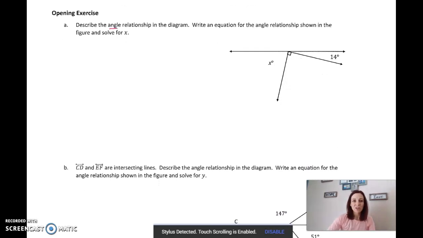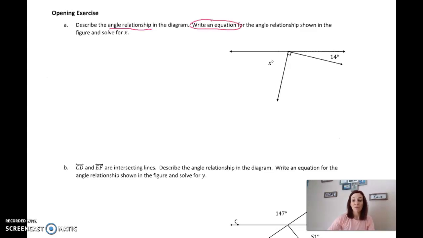Describe the angle relationship in the diagram. We want to write an equation and then solve for x.